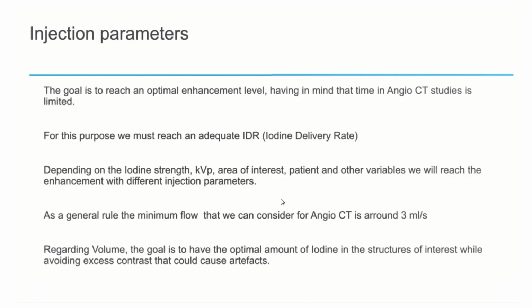We need a minimum flow rate of 3 mL a second, but it should ideally be closer to 5 mL a second. The volume of contrast used is different depending on the body part you are scanning, and we must ensure we don't use too much contrast, as this has the potential to cause artifacts.